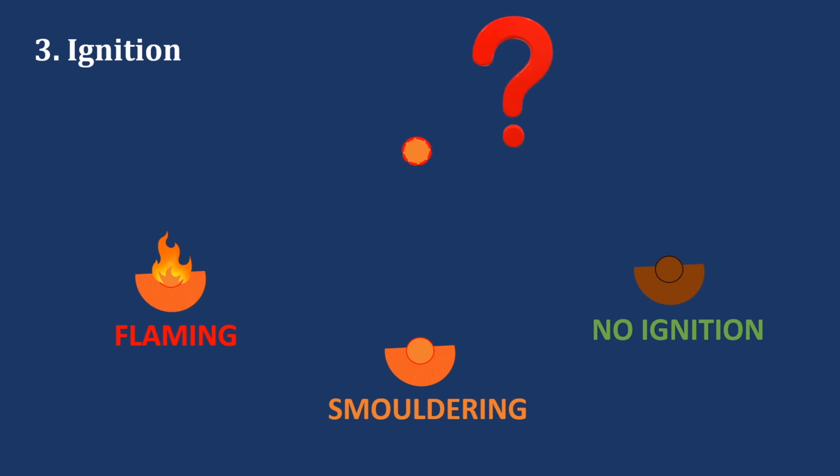What will happen will depend on the conditions of the ember, for example, how hot or how large it is, the condition of the target fuel, like how wet it is, and the conditions of the surrounding environment.